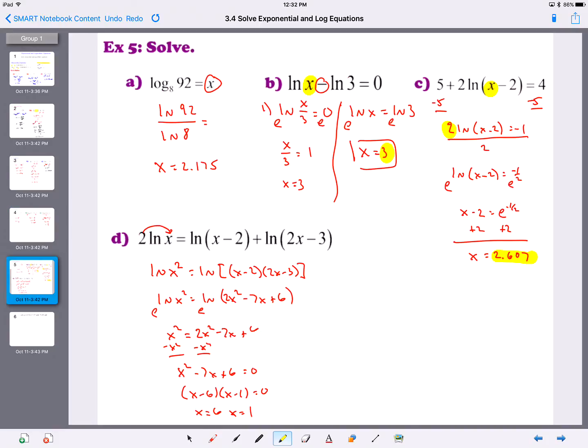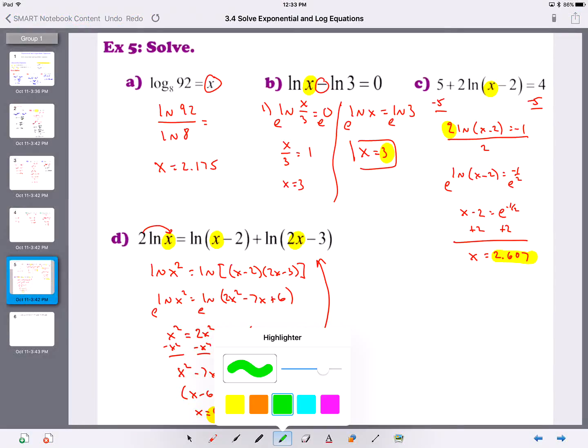Well, on this one, I got two solutions. And so when I go to plug these back in to these values up here, do they both work? For example, taking x equals 6. If I plug it in here, 6 is greater than 0. If I plug it in here, 6 minus 2 is 4. That's greater than 0. And if I plug it in there, I get 12 minus 3, which is greater than 0. So x equals 6 is a solution.